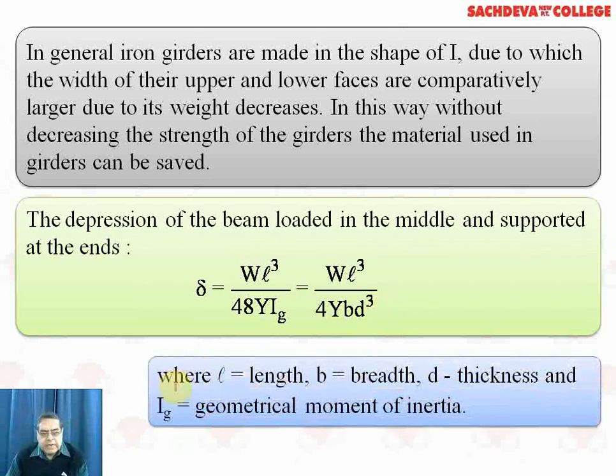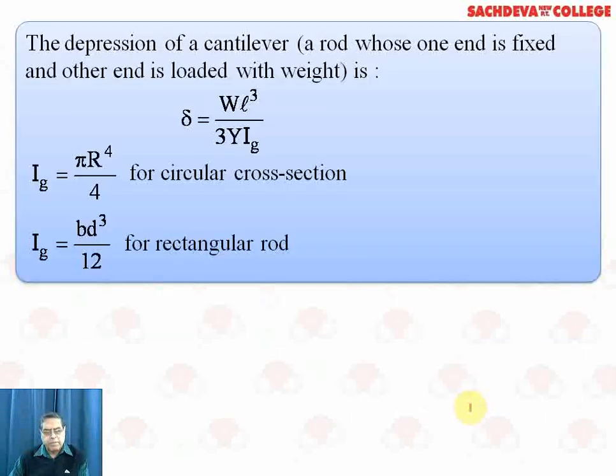Now, in this function, as I have explained to you earlier, L is the length, B is the breadth, D is the thickness. And Ig is the geometrical moment of inertia. Well, you can remember that the moment of inertia is given by the function L square plus B square divided by 12 into the mass of the body.